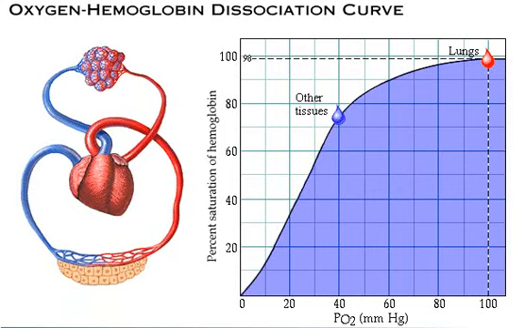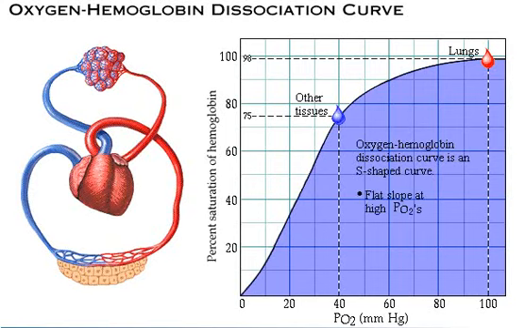In the tissues of other organs, a typical partial pressure of oxygen is 40 millimeters of mercury. Here, hemoglobin has a lower affinity for oxygen and releases some, but not all, of its oxygen to the tissues. When hemoglobin leaves the tissues, it is still 75% saturated. Notice that the oxygen-hemoglobin dissociation curve is an S-shaped curve with a nearly flat slope at high PO2s and a steep slope at low PO2s. We will explore the significance of the slope differences over the next several pages.